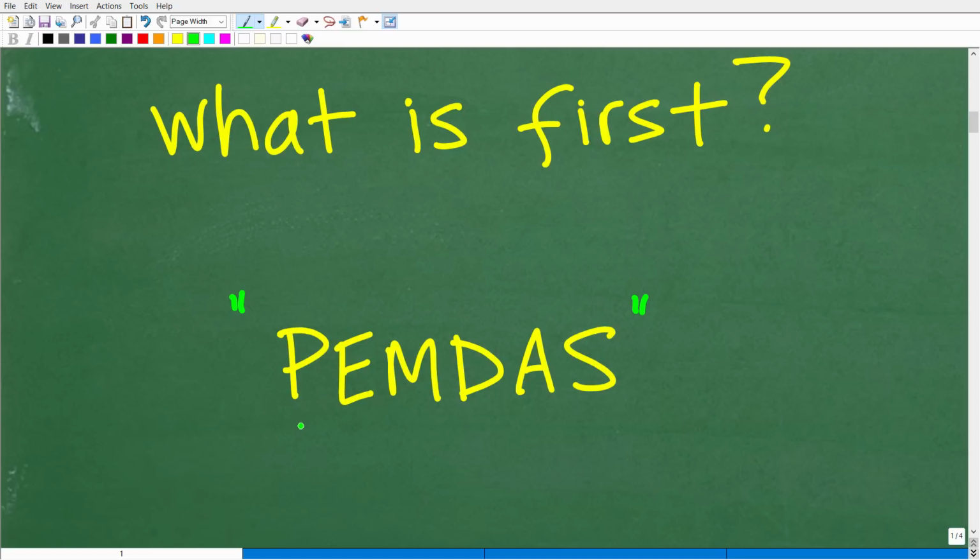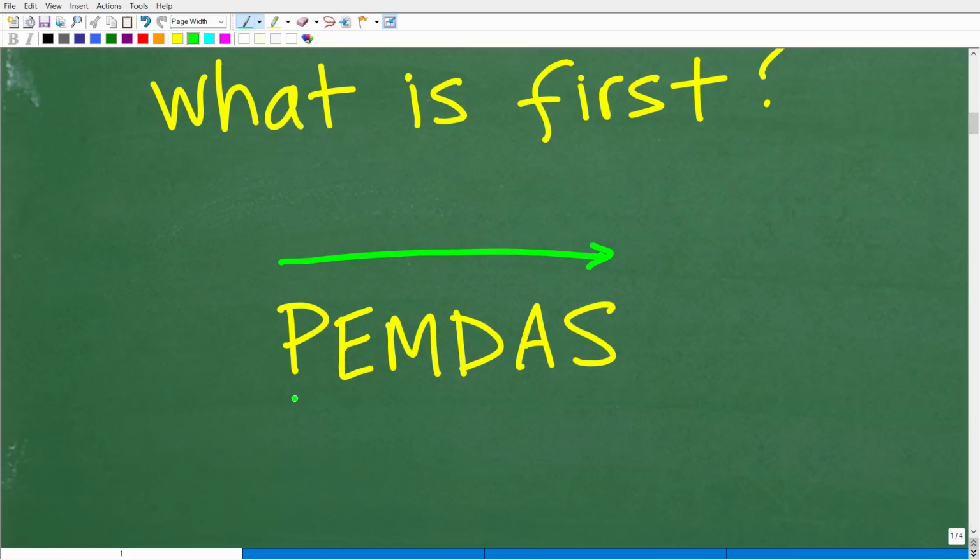But this is an extremely important concept in all levels of math. Let me go ahead and tell you what this means real quick. So this, again, is an acronym. These letters stand for something, but effectively it's a checklist that we're going to follow from left to right. So let's go ahead and define what these letters stand for.